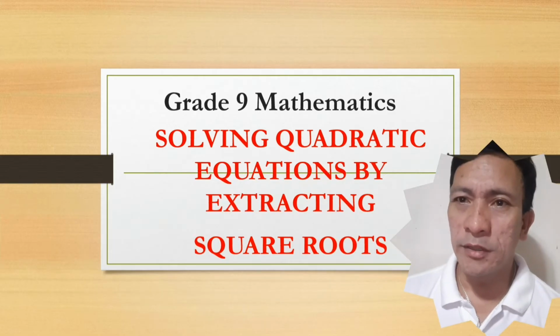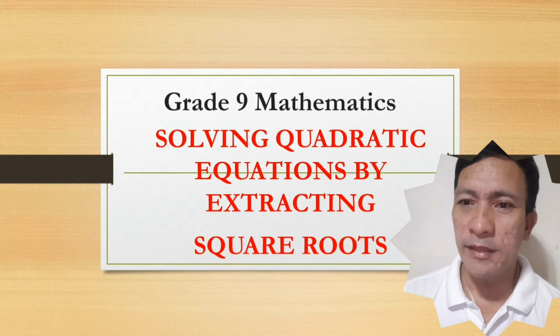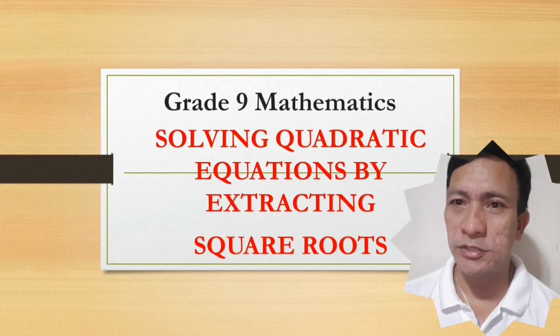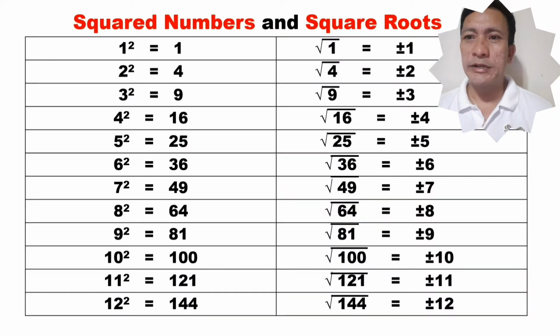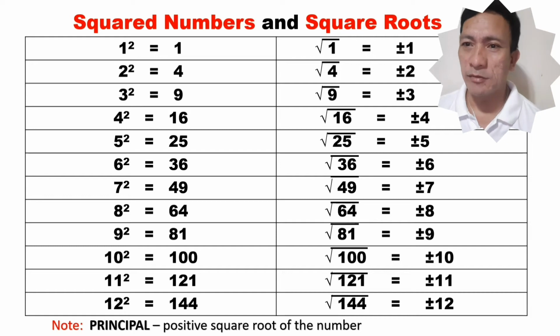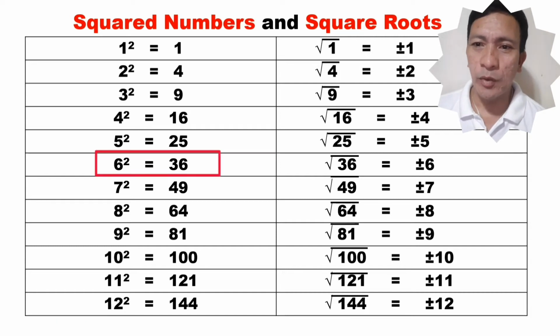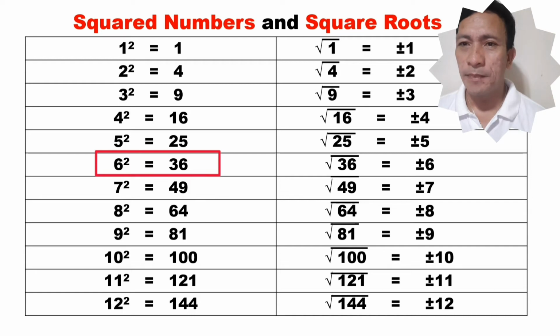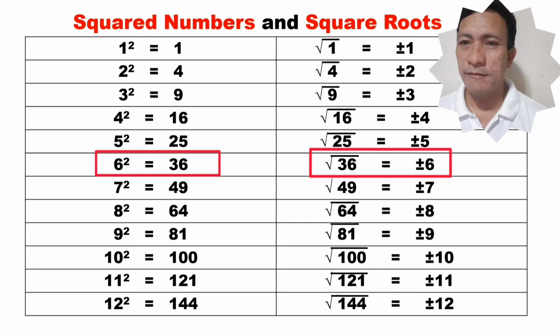As I said before, in this video I will discuss solving quadratic equations, and this is extracting square roots. Pakita ko muna sa inyo ang tabulations ng squared numbers and square roots. Ipinapakita diyan na ang lahat ng squared numbers ay meron siyang perfect square root. Halimbawa, 6 squared equals 36. Ibig sabihin, ang square root ng 36 is positive and negative 6.